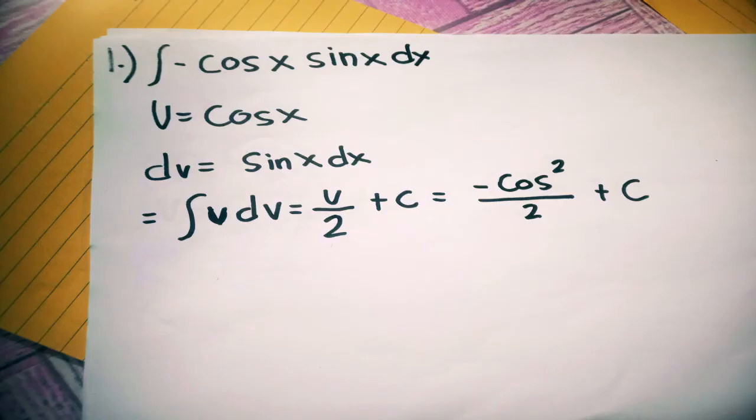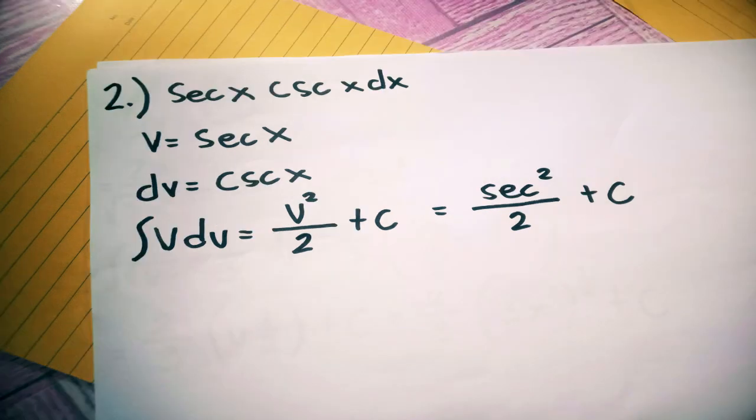Quarter 4, Week 2, LS6. Number 1, the integral of negative cos x sin x dx, u equals cos x, du equals sin x dx, equals the integral of u du, equals u squared over 2 plus c, and the final answer would be negative cos squared x over 2 plus c.